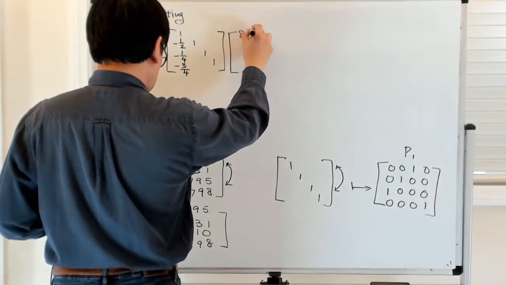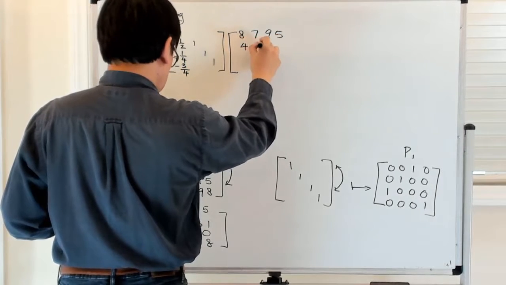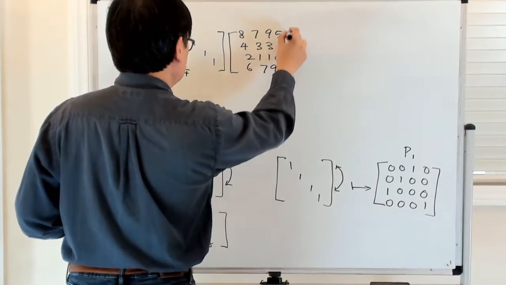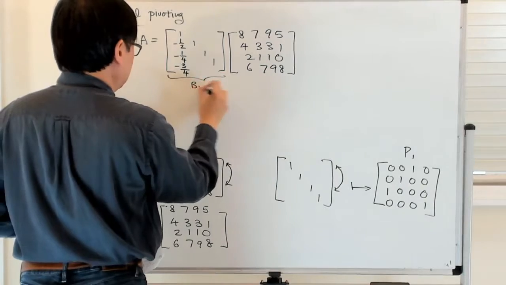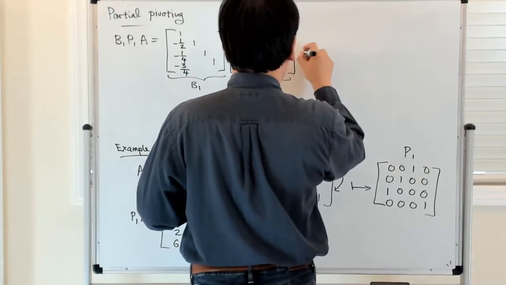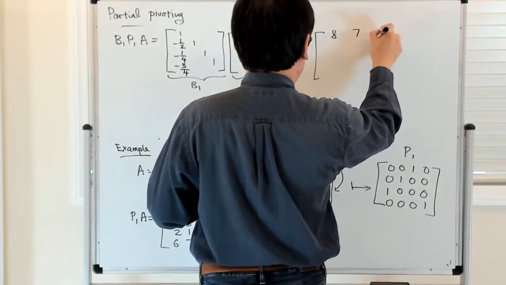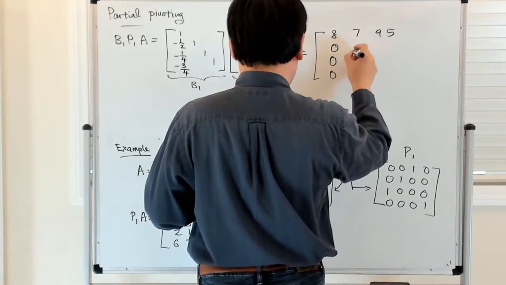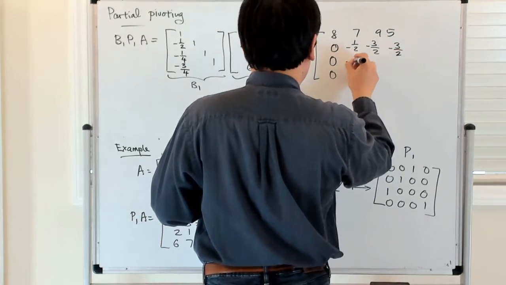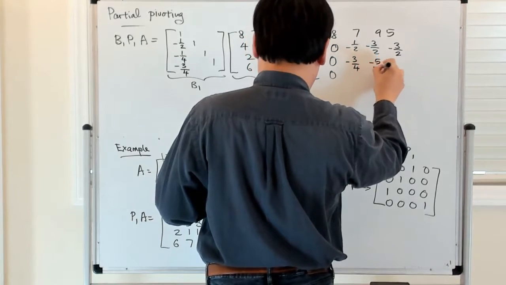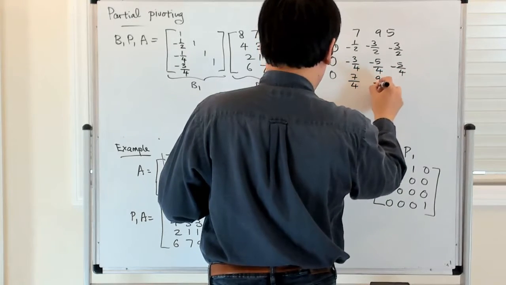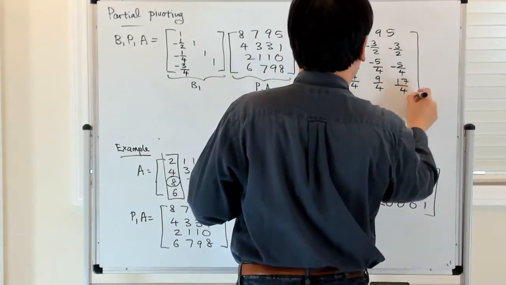So that's 8 7 9 5, 4 3 3 1, 2 1 1 0, 6 7 9 8. This is B1, this is P1A. That is equal to 8 7 9 5, 0 minus 1/2 minus 3/2 minus 3/2, 0 minus 3/4 minus 5/4 minus 5/4, then 0 7/4, 9/4, and 17/4.